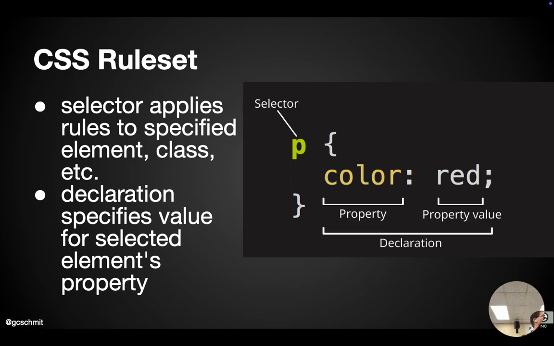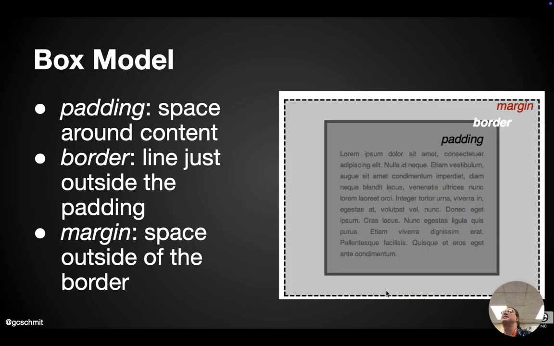So this formats all paragraphs red text. So property value, we call this a declaration with our rule set. So there's a very simple rule set. Curly bracket to start it, colon between the property and the property value, semicolon at the end. All of this stuff is important and different from what we've seen with the other things.